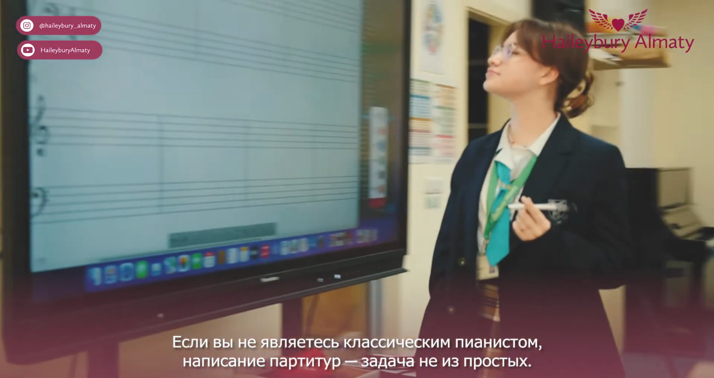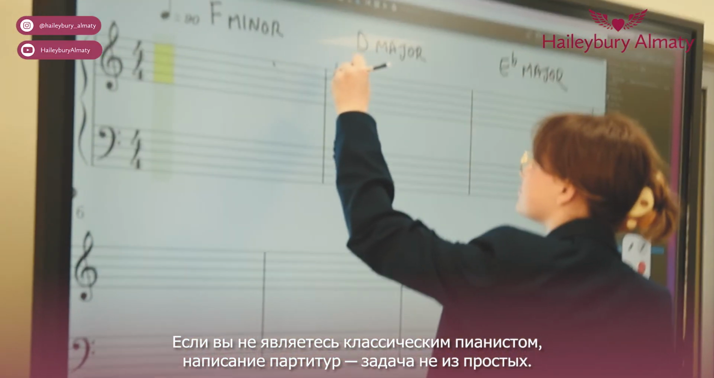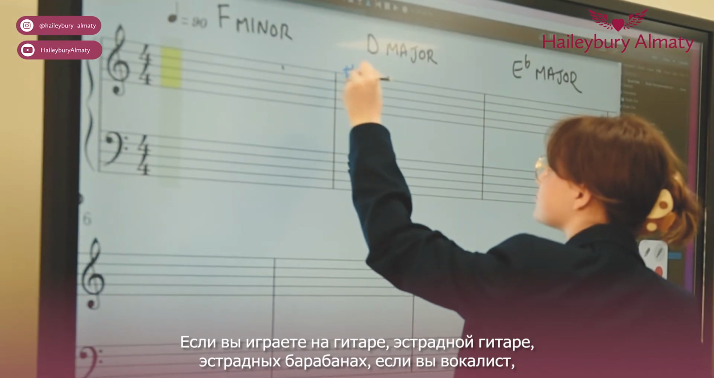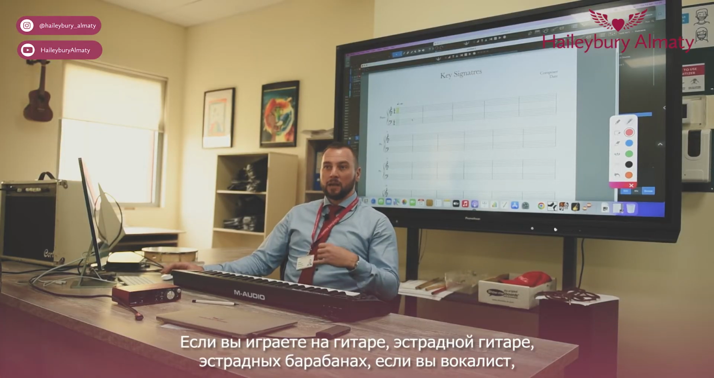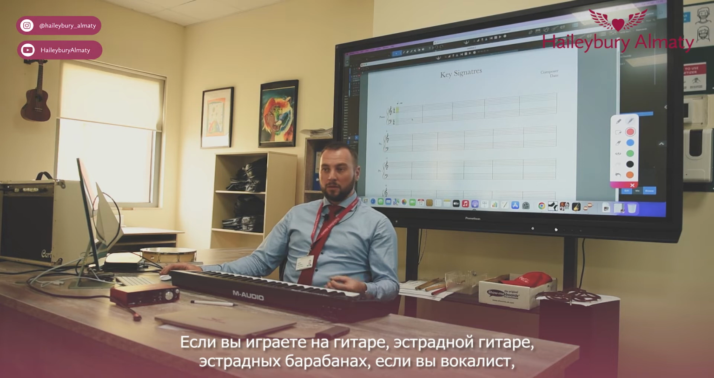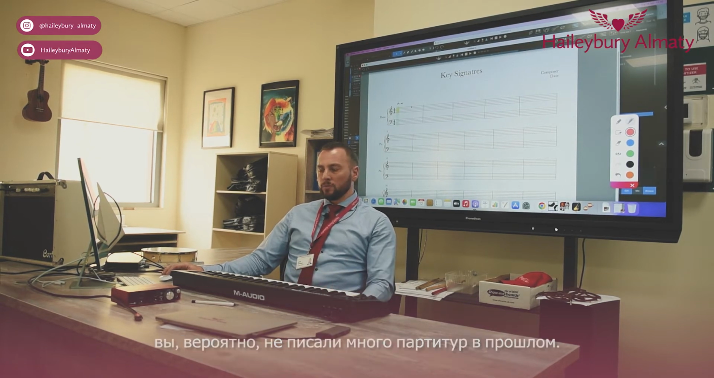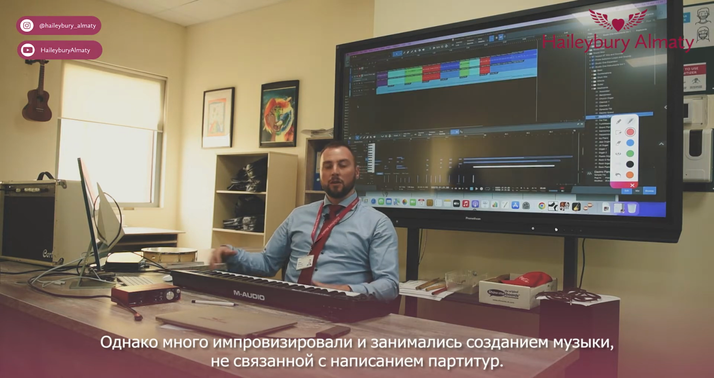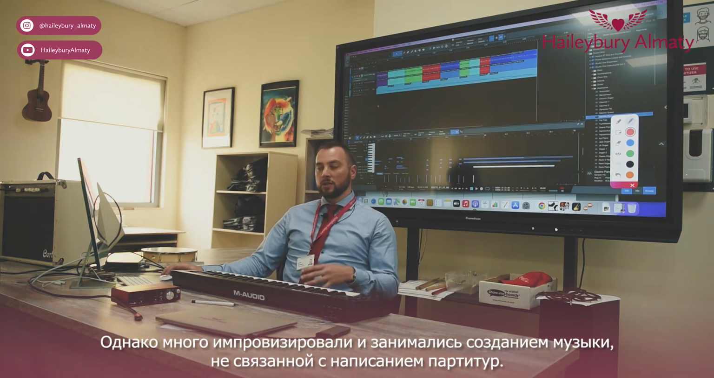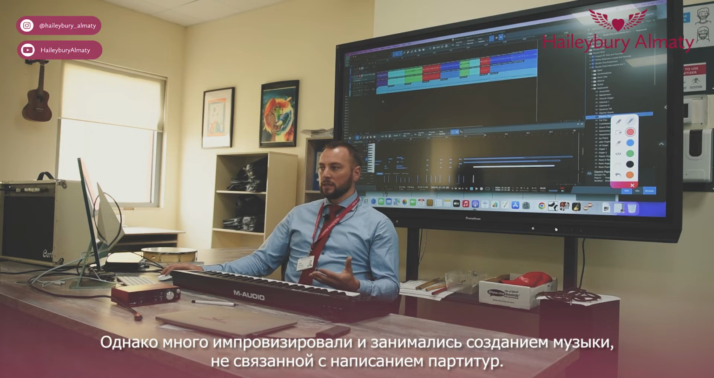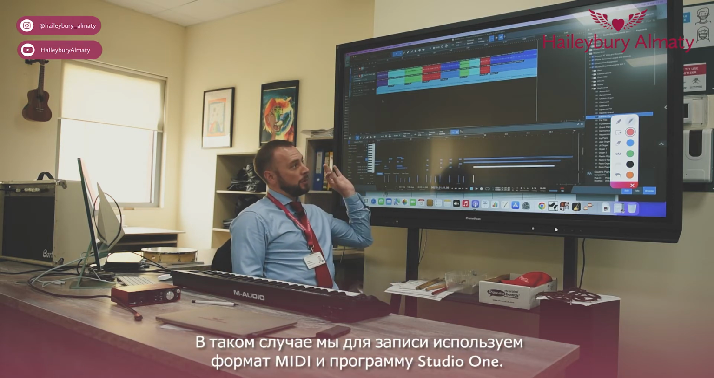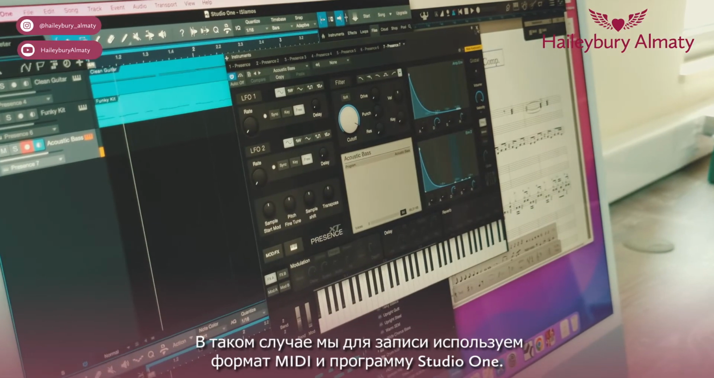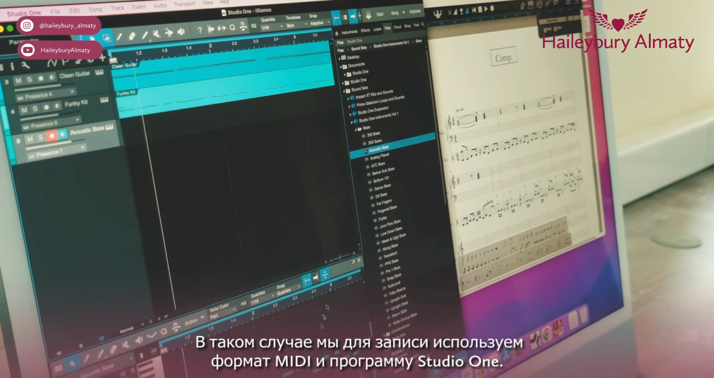So if you are a non-classically trained pianist, for example, writing a score is probably going to be challenging for you. If you play guitar, or pop guitar, pop drums, if you're a vocalist, you probably haven't written many scores before. You will, however, have done a lot of improvising and a lot of music creation that doesn't involve score writing.